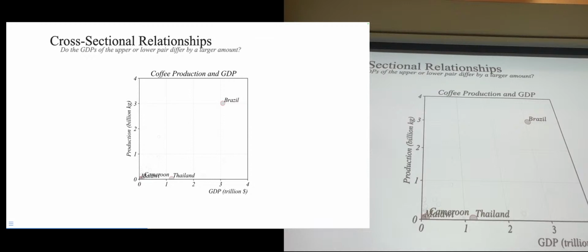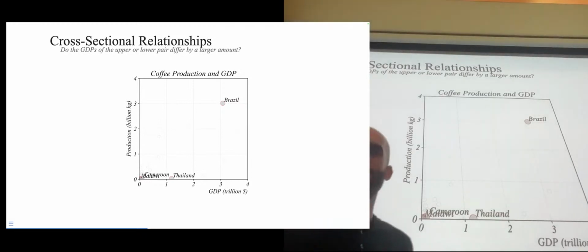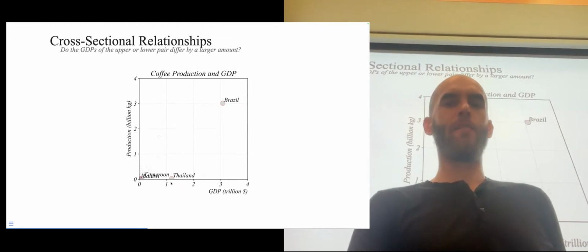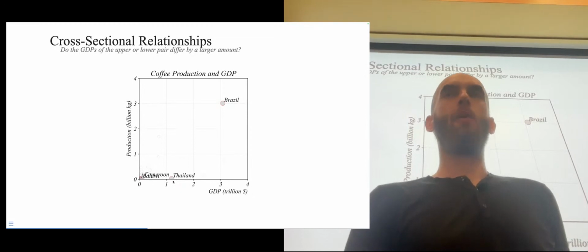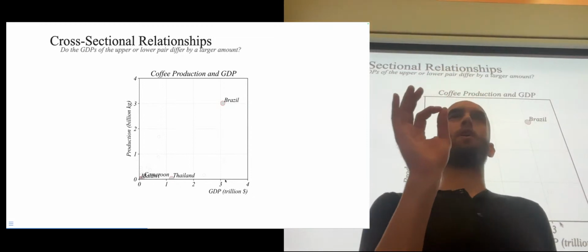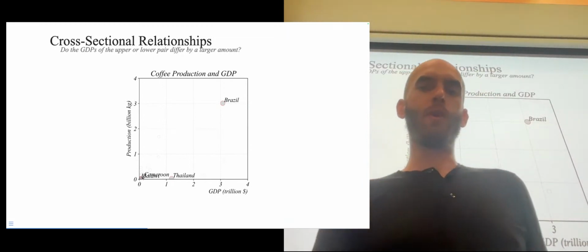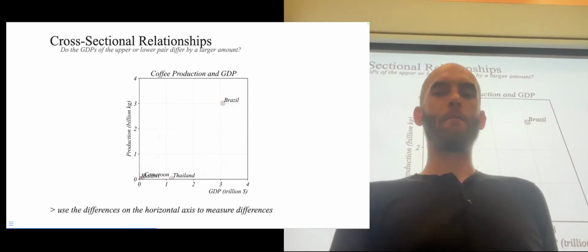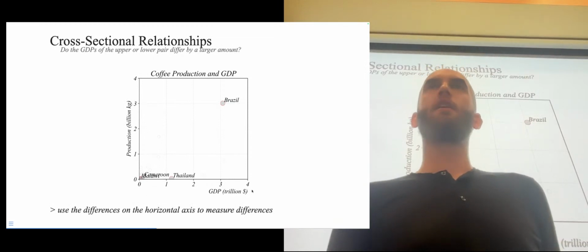Okay, is this a simple answer? Someone tell me. Luke. The difference between Thailand and Brazil with respect to GDP is larger. Okay, so the difference between Thailand, which is roughly 1.2 maybe, and Brazil, which is like 3.1, that difference is pretty large. Where the difference between Cameroon and Malawi is so small it's impossible to read it on this figure. So we can use the horizontal axis to measure differences.